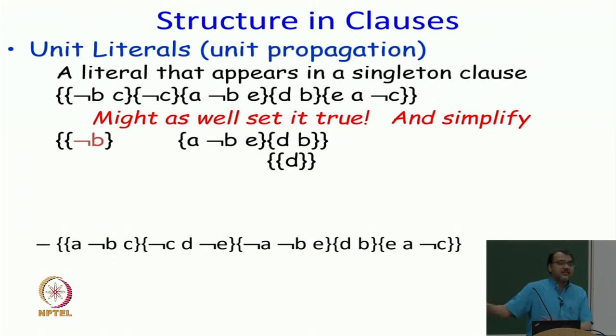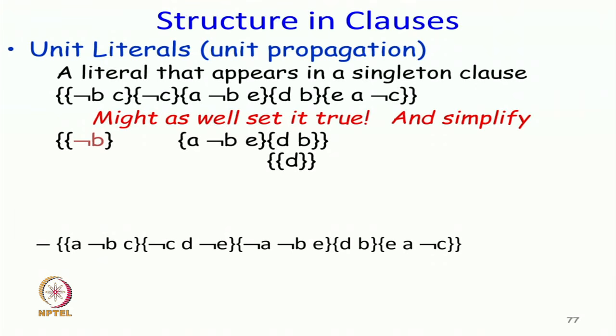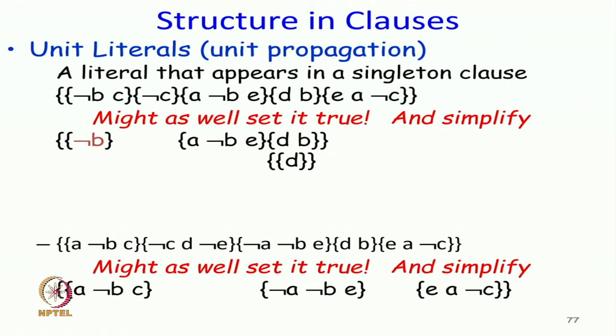There may be solutions with D set to false. I am not saying that there are no solutions, but we don't care. We just care for one solution. Are you able to see this? So, because D only appears in the positive form, we can set it to true. Now, as soon as we set it to true, two clauses get satisfied. Nothing else gets simplified because D didn't even appear in other clauses.